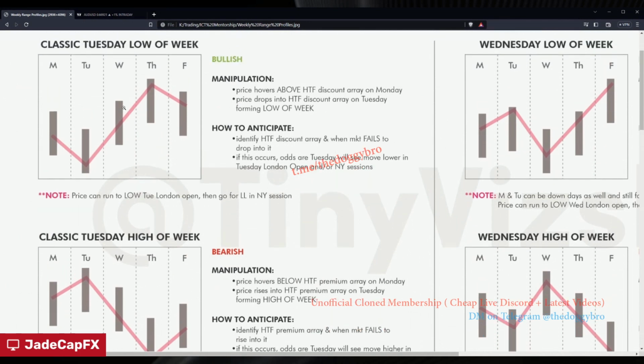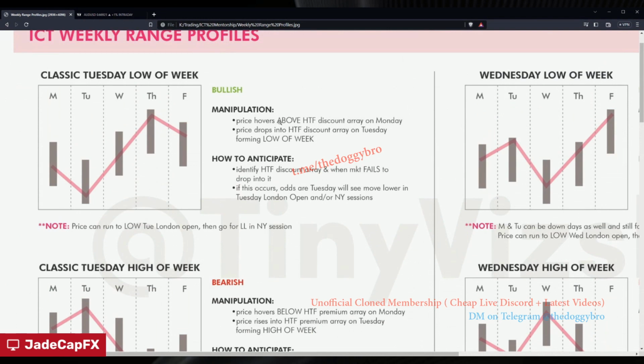So it's the same thing here. On a bullish week, price is hovering above a higher time frame discount array on Monday, and then it drops into that high time frame discount array on Tuesday, forming the low of the week. So let's say Monday provides a candle and then we have a fair value gap maybe below Monday's low. Well, we'll go take out Monday's low, fill that fair value gap, and then maybe on the news we're going to push higher. So that's essentially how I'm building in sentiment ahead of time.